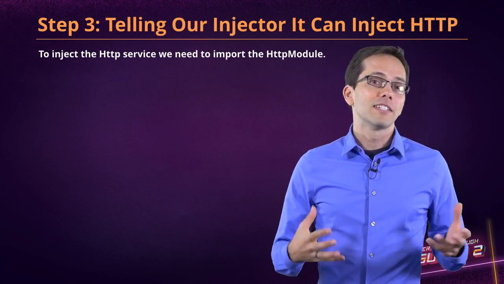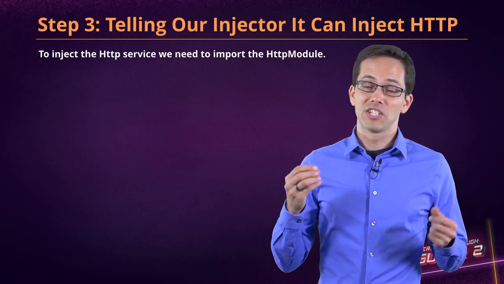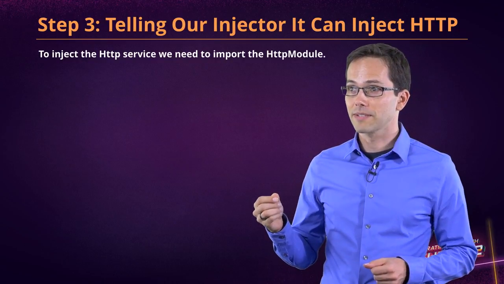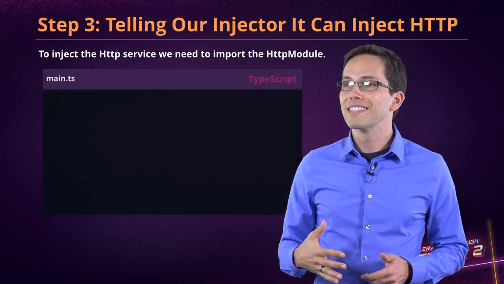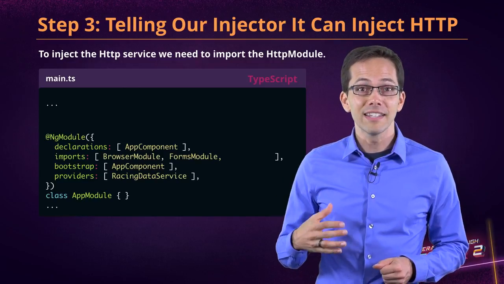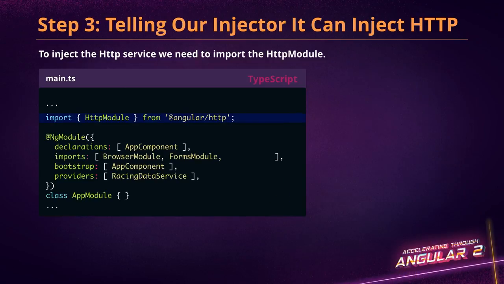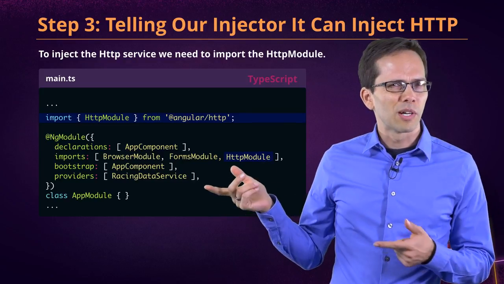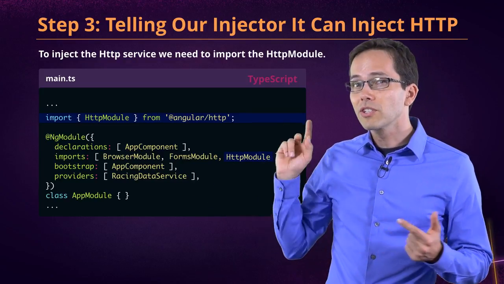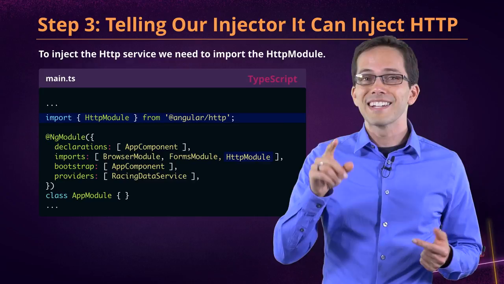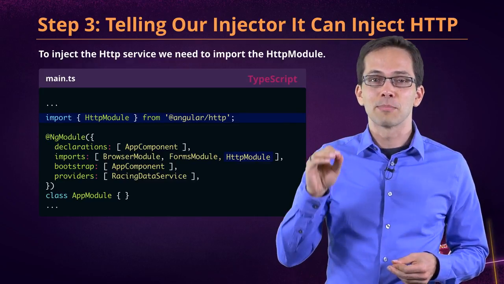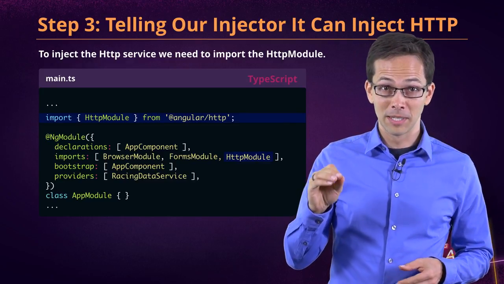Step 3 is we need to tell our dependency injector that it can inject the HTTP service. To do this, we're going to go inside our main.ts file, and inside here, we will import the HTTP module. Then we'll include the library by simply adding it to our list of imports. Do we need to also add it to our providers list? Well, it turns out we don't, because it's already getting added as a provider inside of the HTTP module.